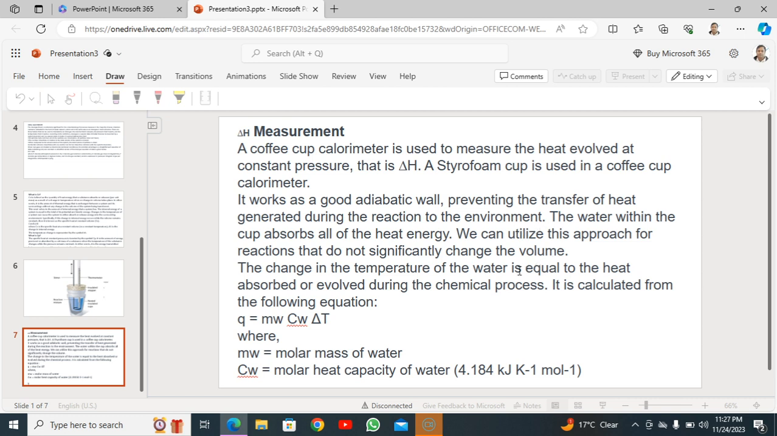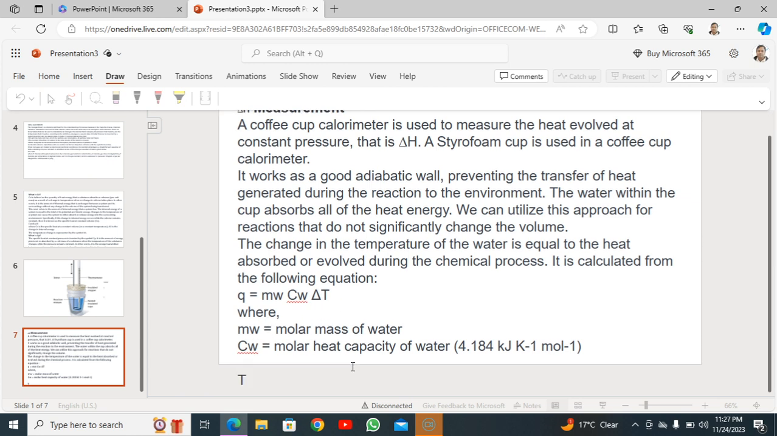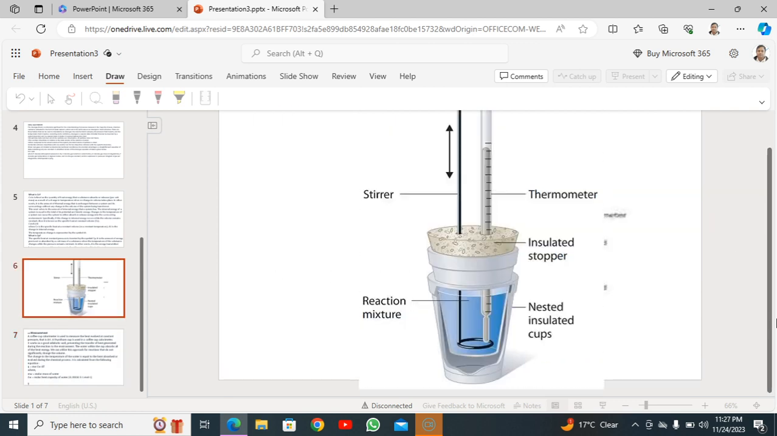The water within the cup absorbs all the heat energy, as in a bomb calorimeter. We can utilize this approach for reactions that do not significantly change the volume. The change in temperature of water is equal to the heat absorbed or evolved during the chemical process. It is calculated by the following equation: Q is equal to Mw Cw delta T, where Mw is the molar mass of water, Cw is the molar heat capacity of water, and delta T is the change of temperature. We can calculate by this.